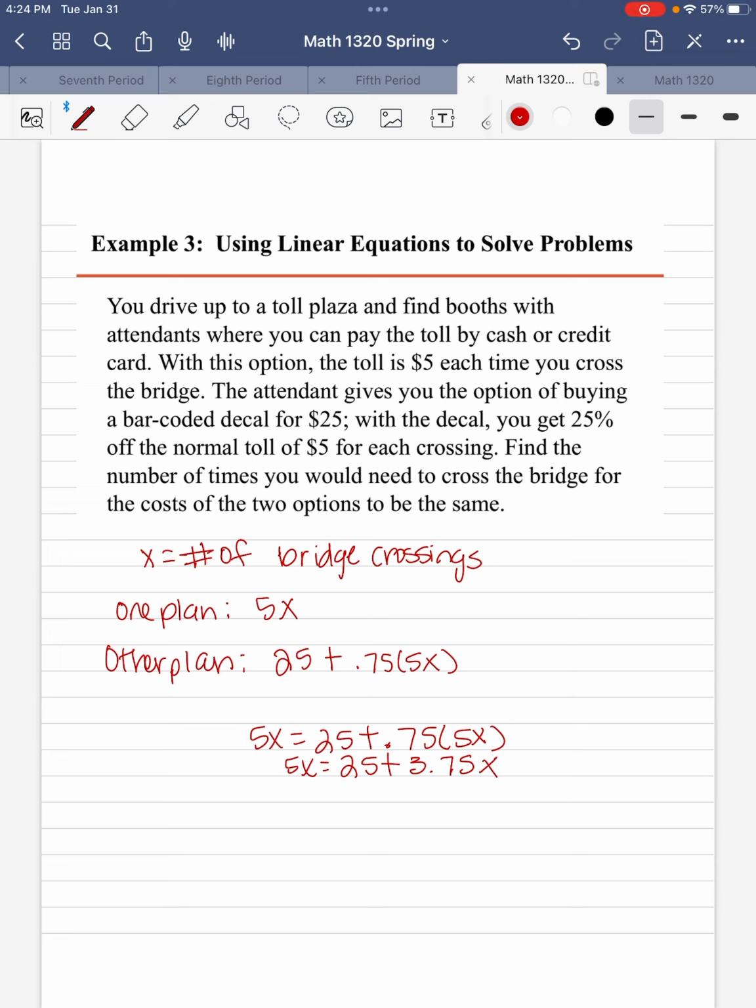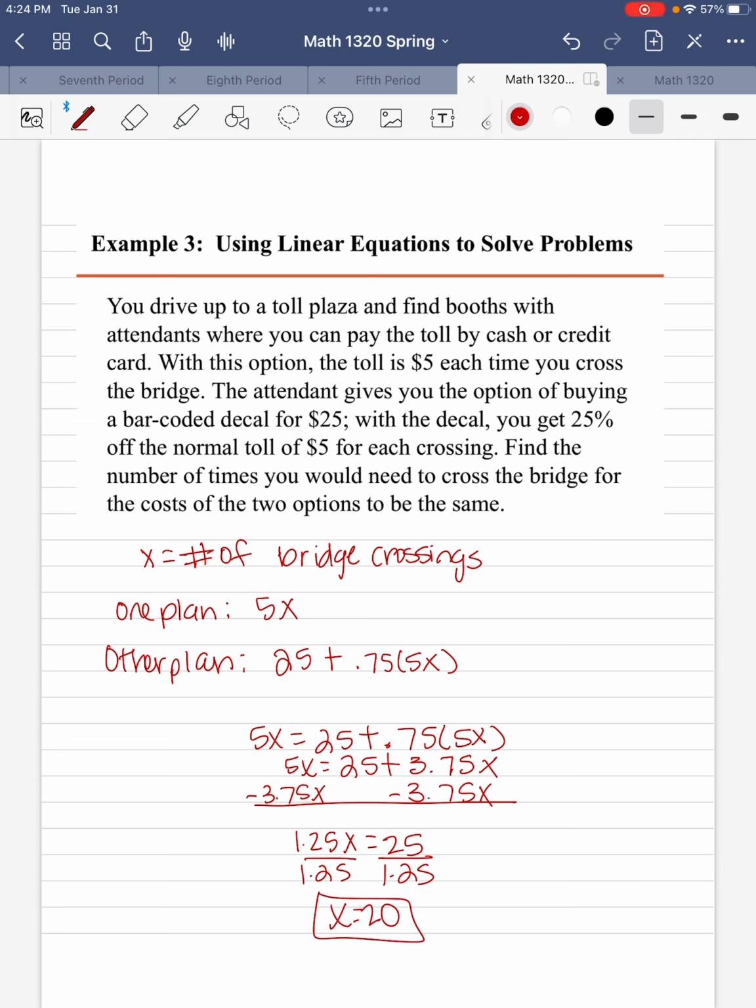3.75x. And then from there, we just solve for x. So I'm going to subtract 3.75x from both sides. And I get 1.25x equals 25. And then I divide by 1.25, divide by 1.25, and x is 20.